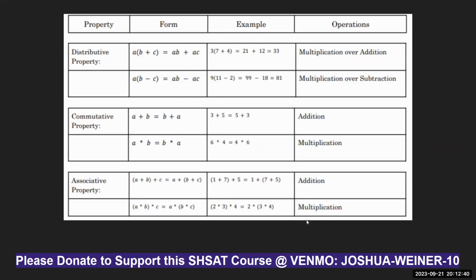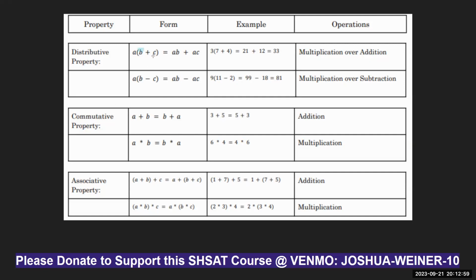So it starts with 3 important properties. First one is distributive. The second is commutative. And finally, the associative property. And you should be familiar with these.